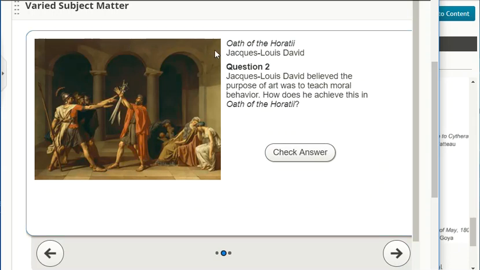Oath of the Horatii by Jacques-Louis David. Question 2. Jacques-Louis David believed the purpose of art was to teach moral behavior. How does he achieve this in the Oath of the Horatii?